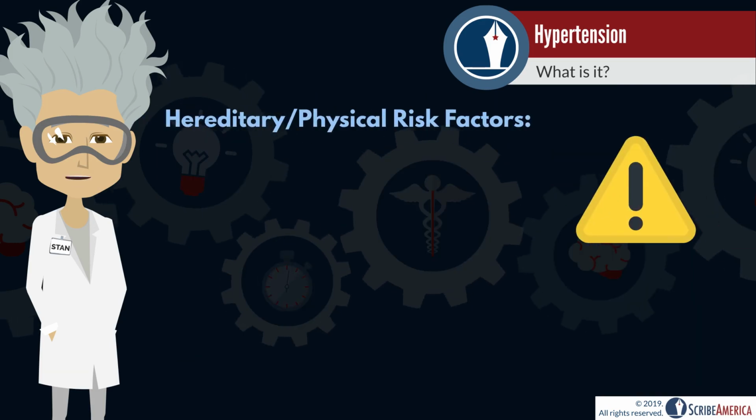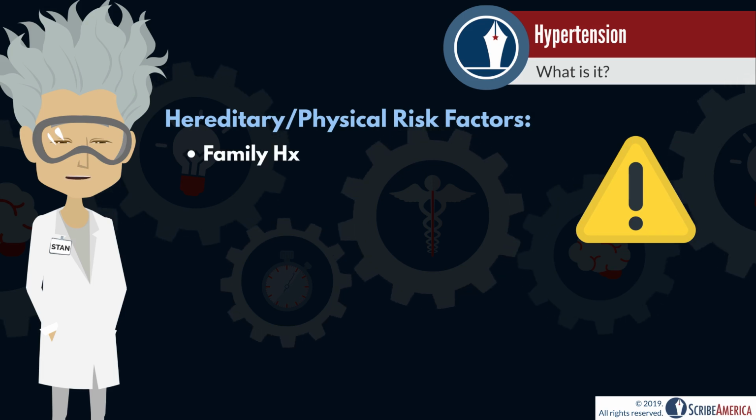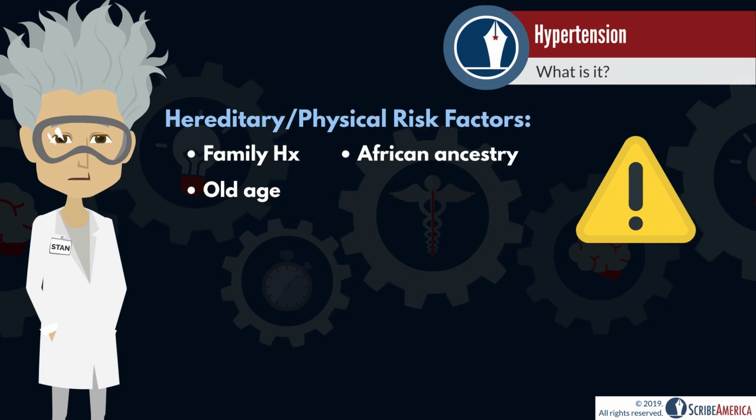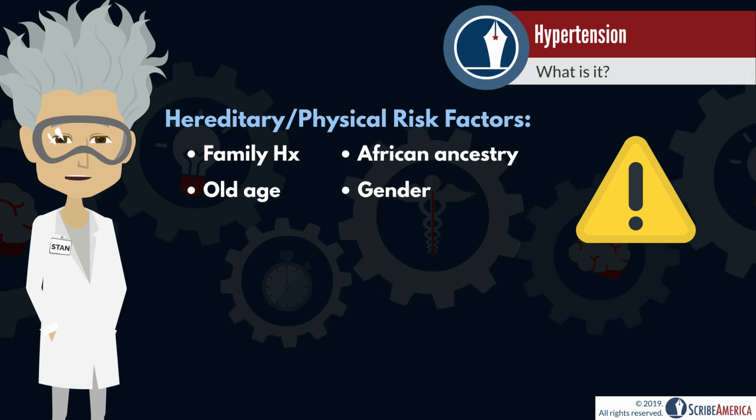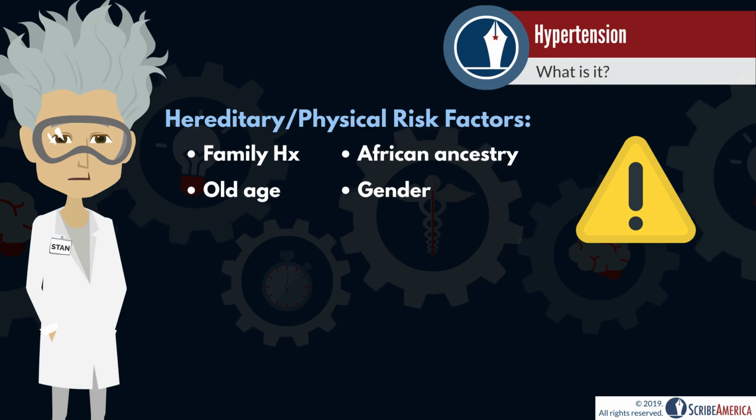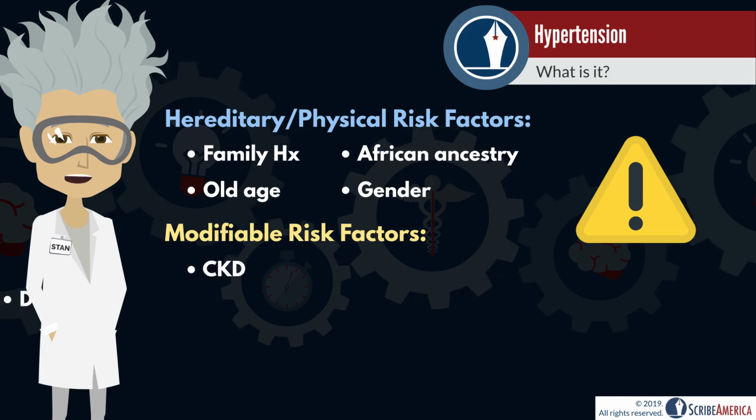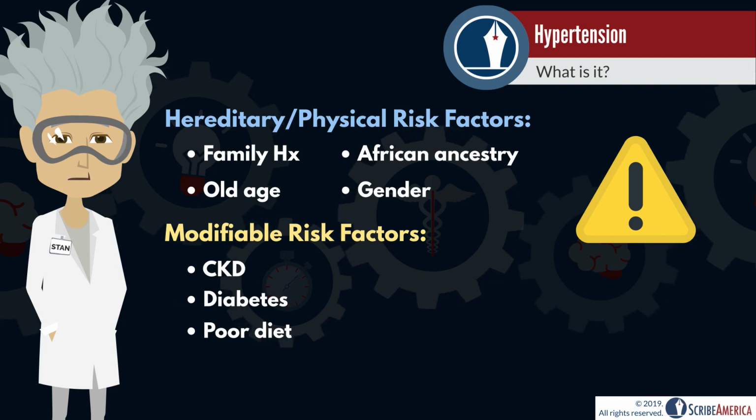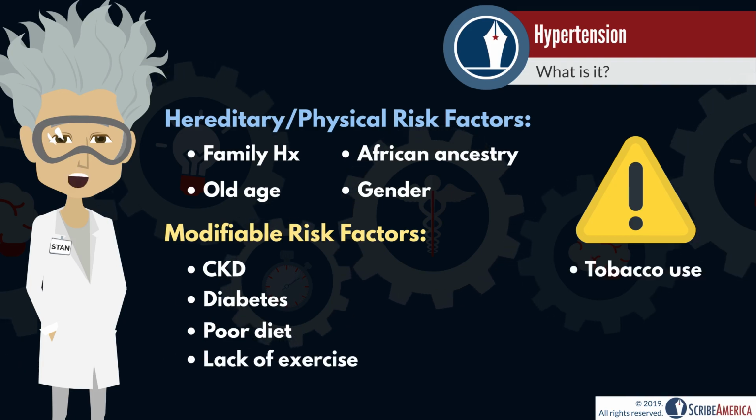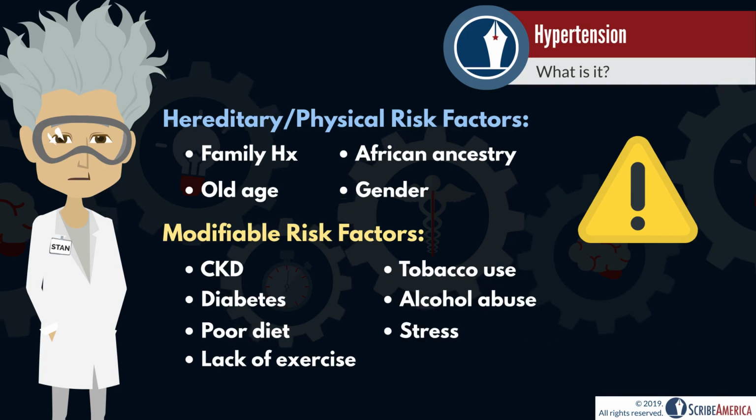Hereditary and physical risk factors for hypertension include a family history of hypertension, old age, and African ancestry. Gender also plays a role, as men are more likely to be diagnosed with hypertension before the age of 64. Modifiable risk factors include chronic kidney disease, diabetes, a poor diet, especially diets that are high in sodium, a lack of exercise, tobacco use, alcohol use, and an abnormal level of stress.